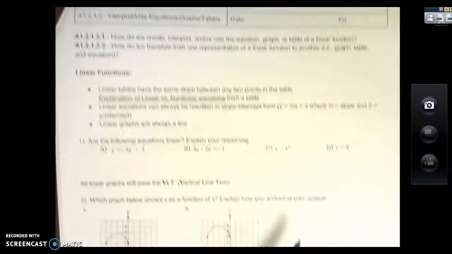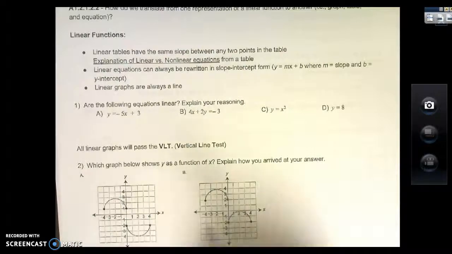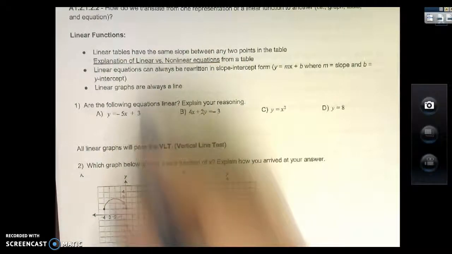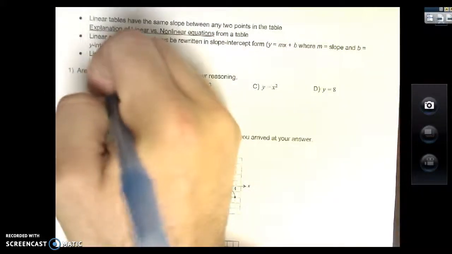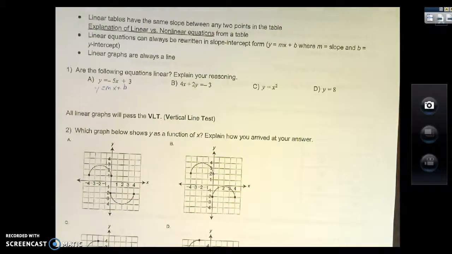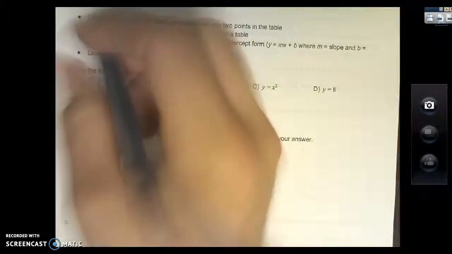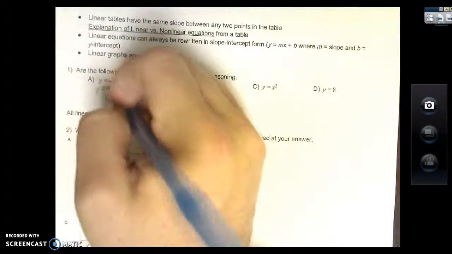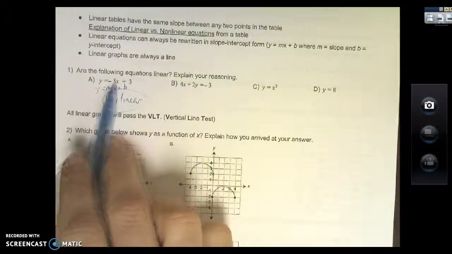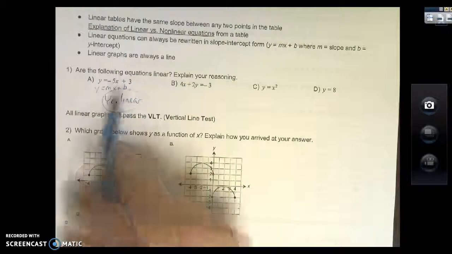So the first thing we're going to take a look at is a few equations to see if each is a line or not. So y equals negative 5x plus 3. Take a look at how this closely resembles y equals mx plus b. Okay, boom. This is linear. And if you had to give an explanation, you could say that negative 5 is your m, b is your 3, and so on.